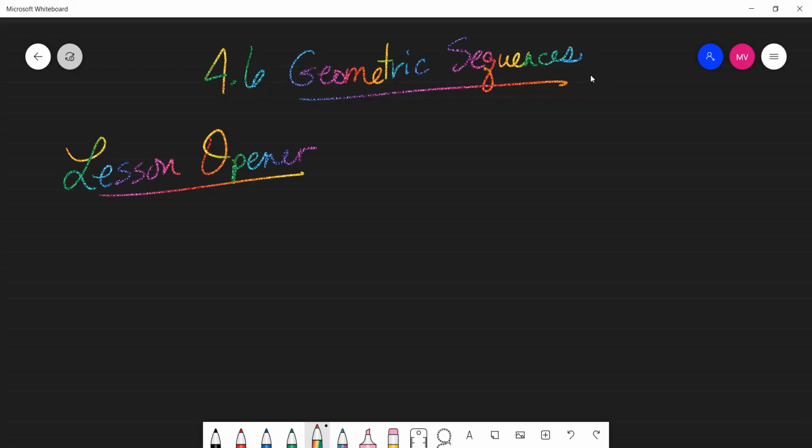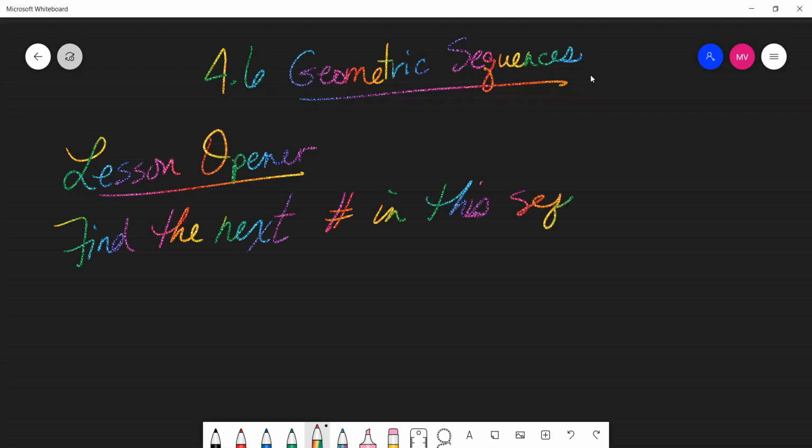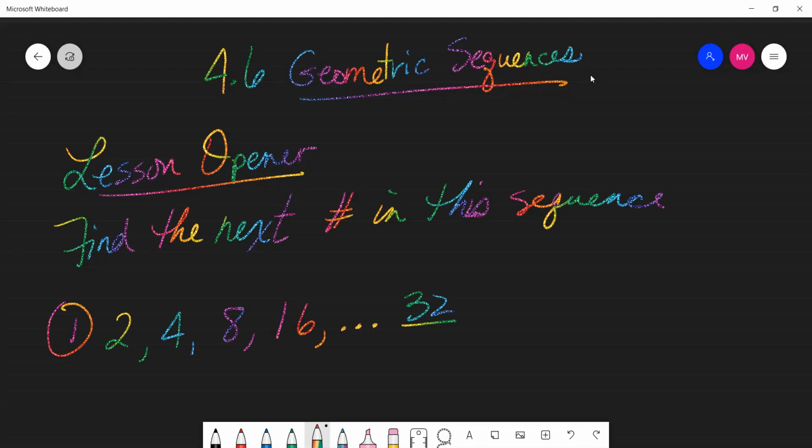So if I ask you, find the next number in this sequence. All right, so let me give you the sequence. Number one is... what's my next number? 32. Can you see the pattern? It's multiplied by 2. Right, we're multiplying each term in the sequence by 2.